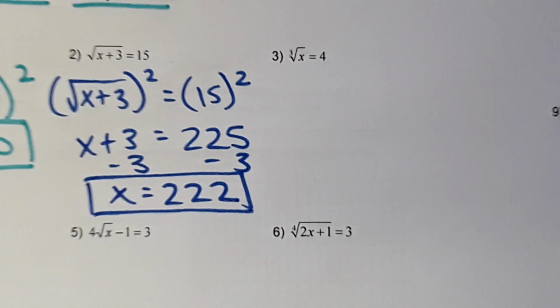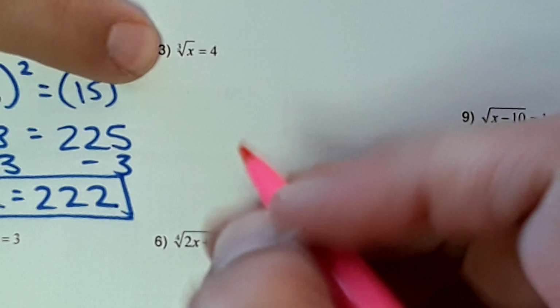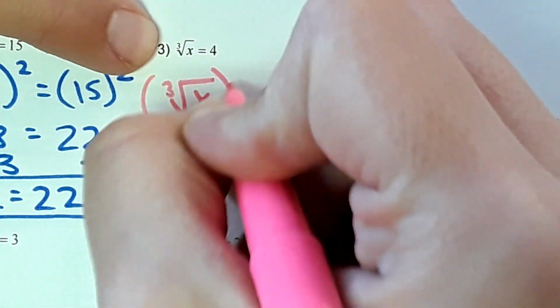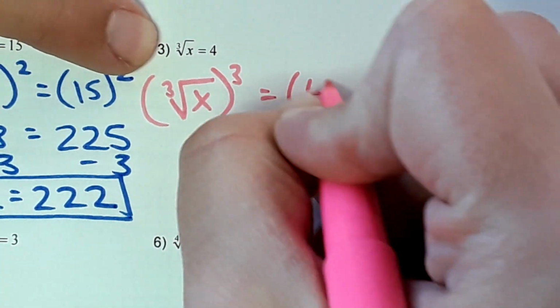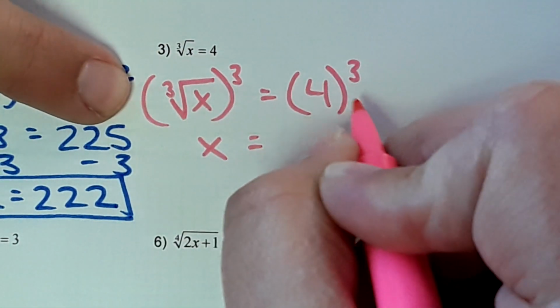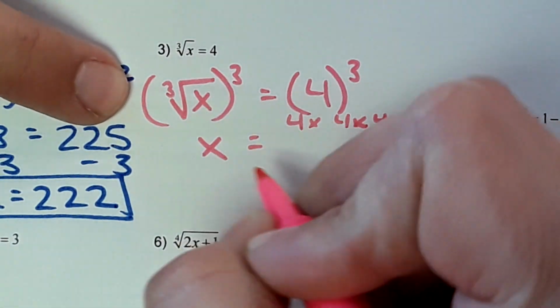Now we have a cubed root, but the same idea applies over here. To get rid of this cube, we have to cube both sides. So cubed root of x, we're just going to cube this, and whatever we do to one side, we have to do to the other. So then this just becomes x, and then this would be 4 times 4 times 4, which comes out to 64.